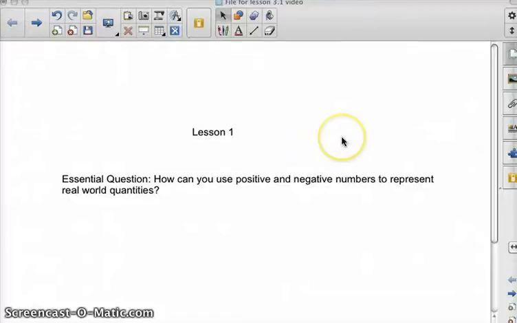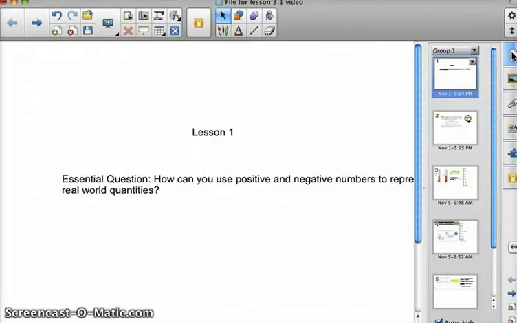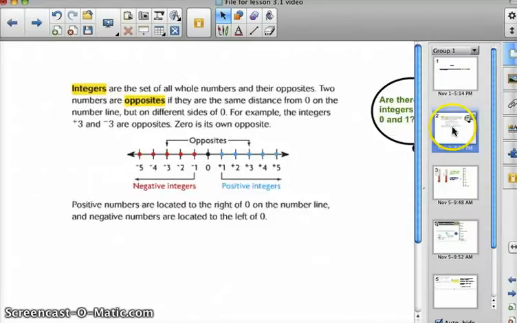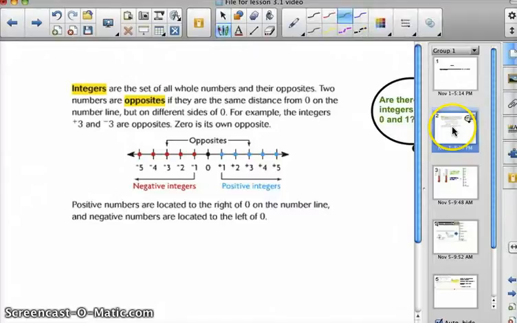Okay, how can you use positive and negative numbers to represent real-world quantities? Integers are the set of all whole numbers and their opposites. Okay, numbers are opposites if they're the same distance from zero on the number line.